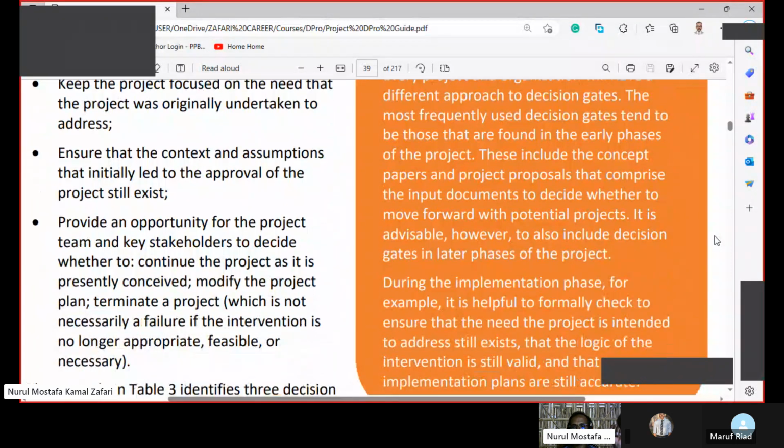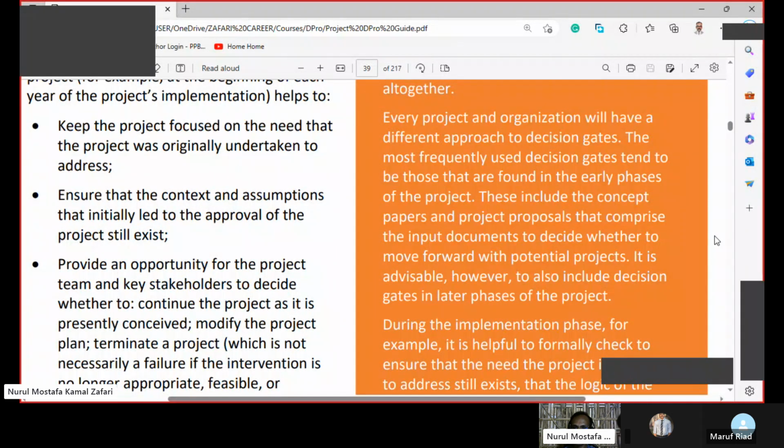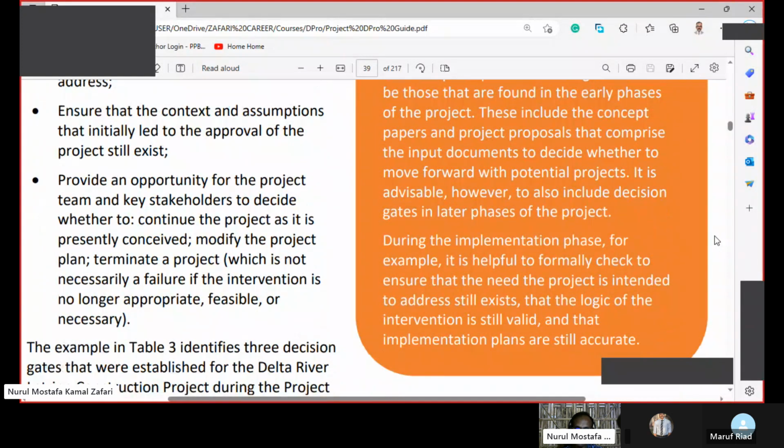So every project and organization will have a different approach to decision gates. The most frequently used decision gates tend to be those that are found in the early phases of the project. These include the concept papers, project proposals that comprise the input documents to decide whether to move forward with potential projects. It is advisable, however, to also include decision gates in later phases of the project. During the implementation phase, for example, it is helpful to formally check to ensure that the need the project is intended to address still exists, that the logic of the intervention is still valid, that implementation plans are still accurate.